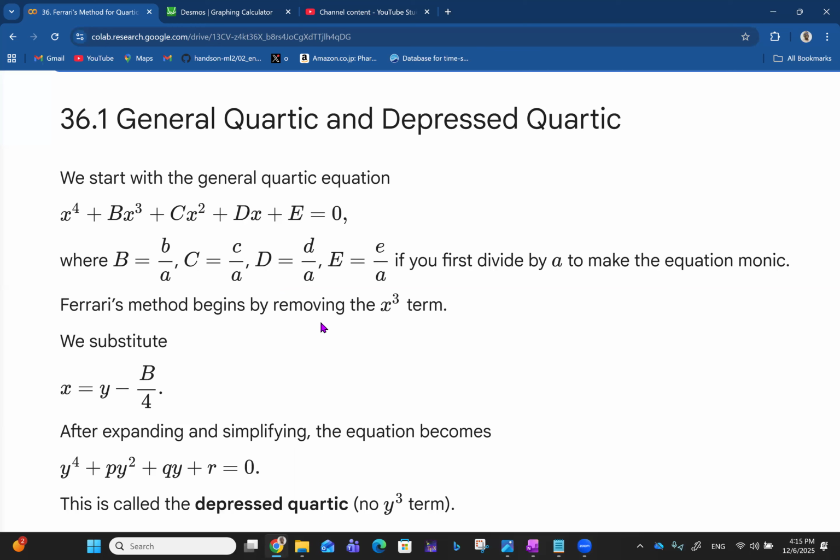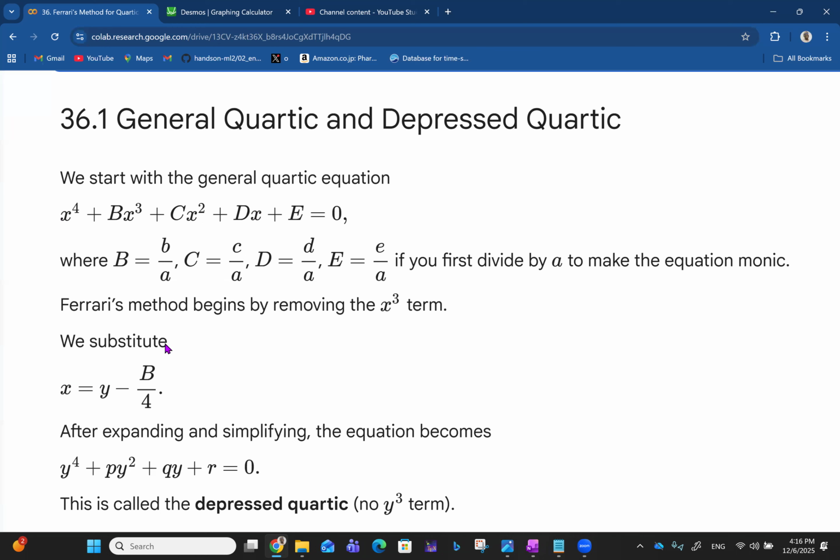So Ferrari's method begins by removing the x cubed term. Just like we removed x squared for Cardano, we now remove x cubed for Ferrari. So we substitute x equals y minus b over 4. In the case of Cardano, we substituted y minus b over 3, if you remember. So what we are saying is that once you make it into a monic quartic equation like this, you now substitute y minus b over 4. So you have y minus b over 4 raised to 4, y minus b over 4 raised to 3, y minus b over 4 raised to 2, and y minus b over 4 here.